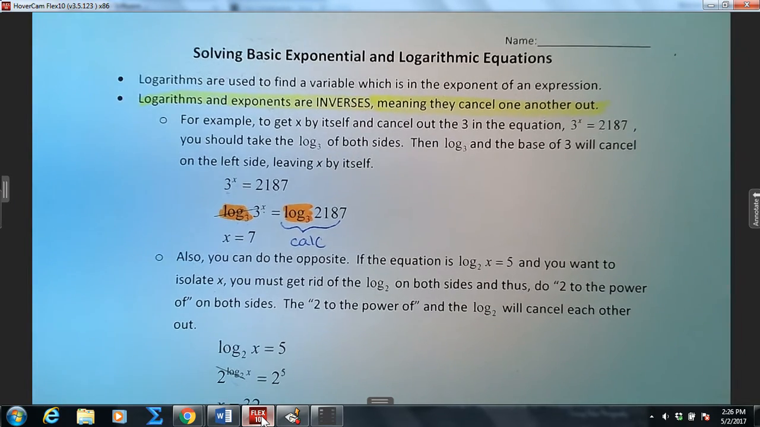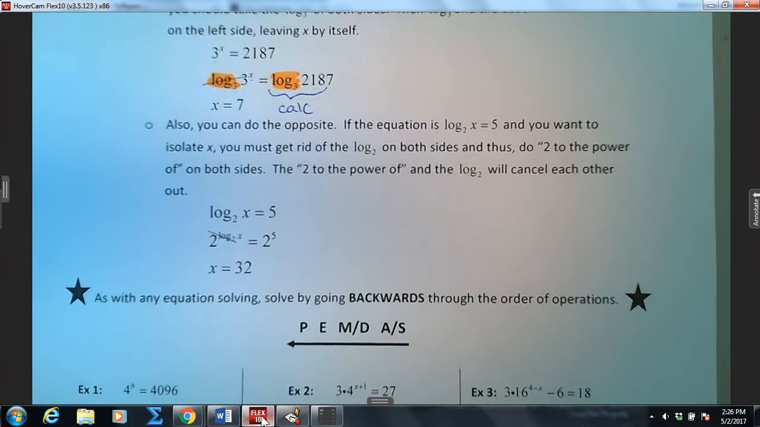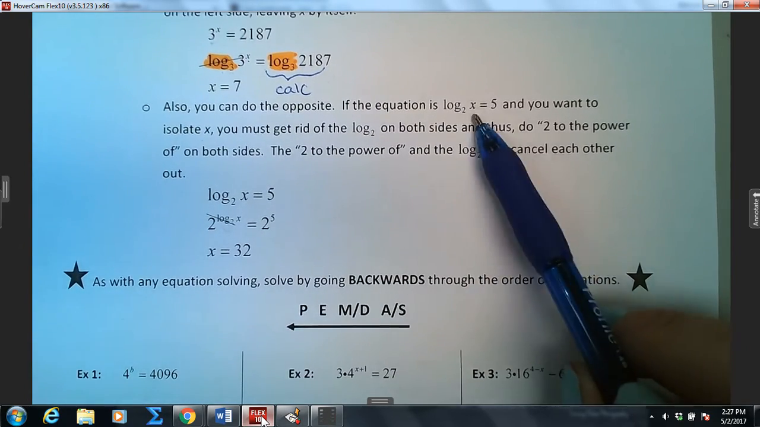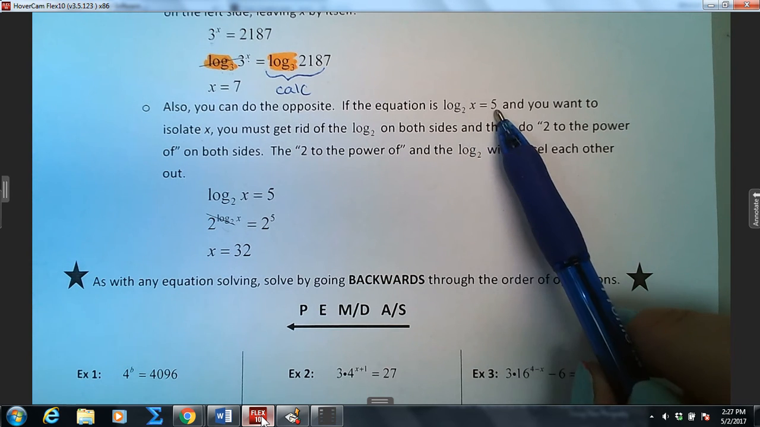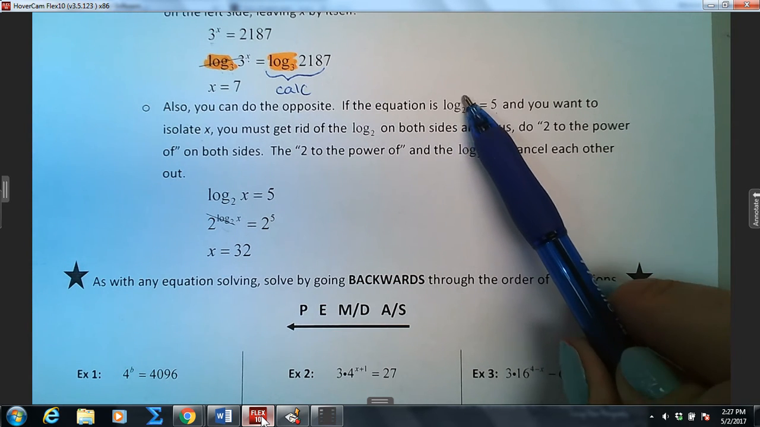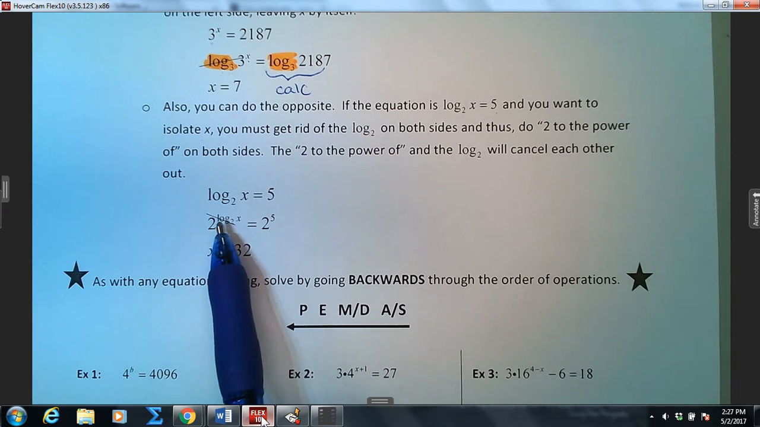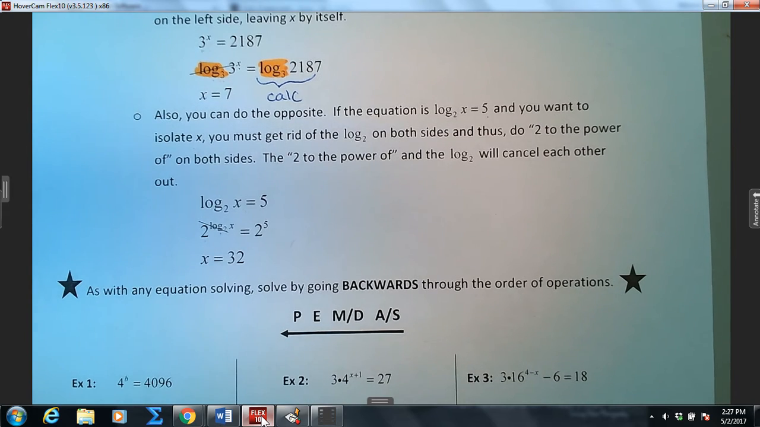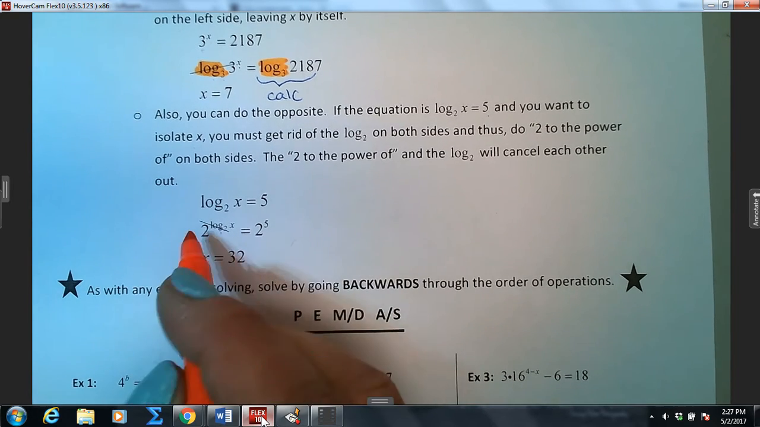Okay, that can also be done in the opposite order. So if the equation is log base 2 of x equals 5 and you need to get x by itself, that means you need to get rid of log base 2. Well, to get rid of a log base 2, we need to raise it as an exponent on the same base. So a log base 2 and an exponent's base 2 will cancel each other out. We need that base 2 on both sides of the equation.